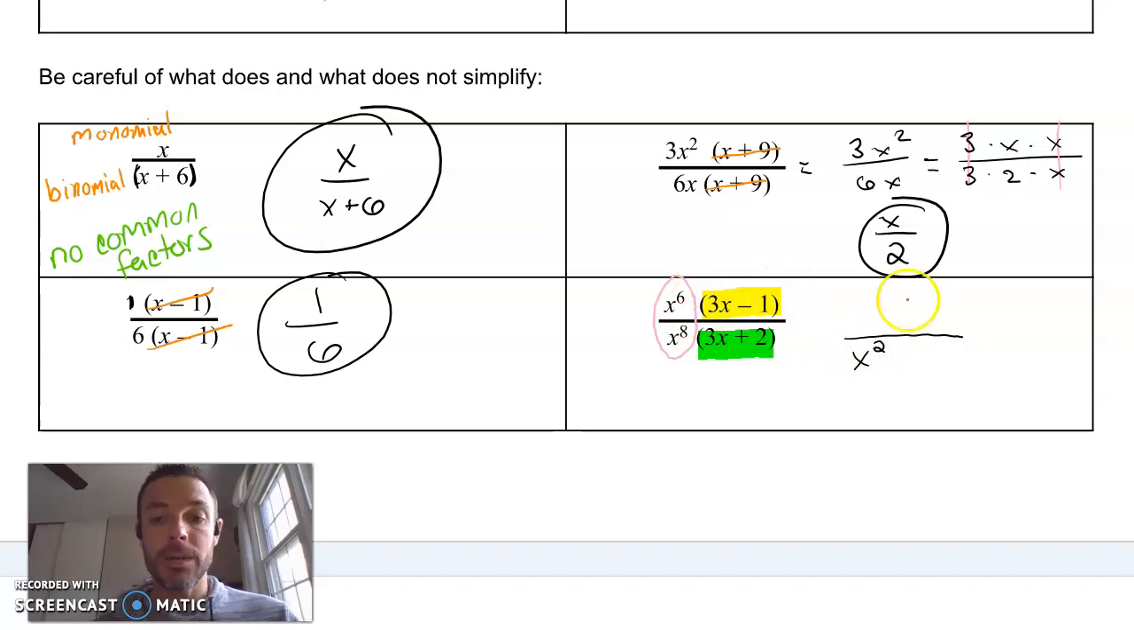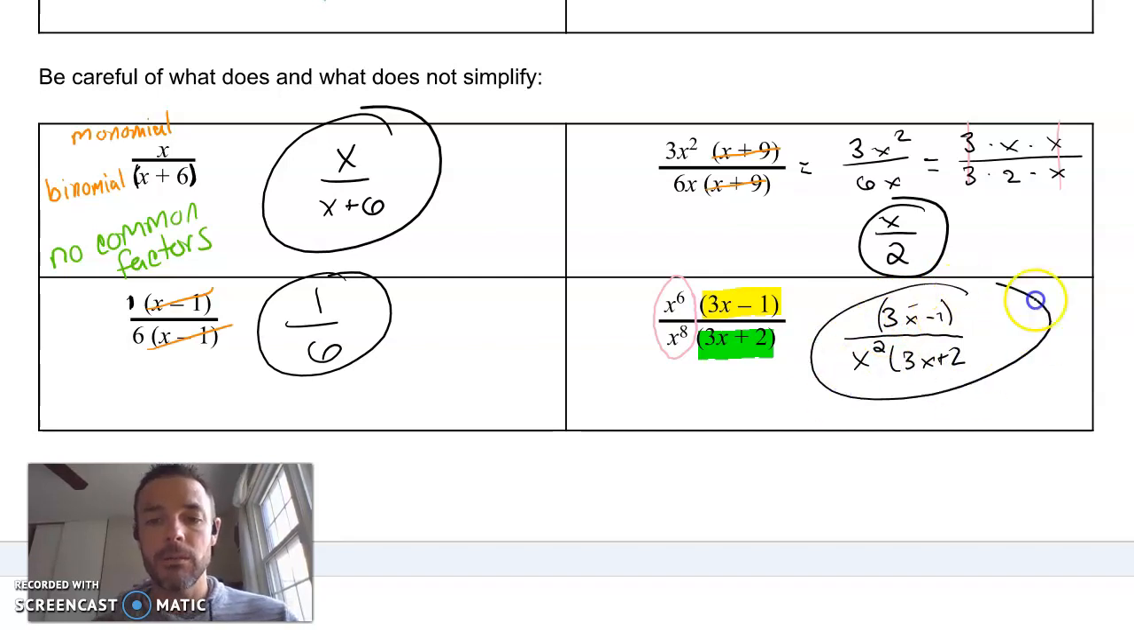Okay? But the 3x minus 1, I can't get rid of it. And the 3x plus 2, I cannot get rid of it. I can get rid of the parentheses in the numerator if I want, but that's it. That's the last step as far as simplifying this goes.